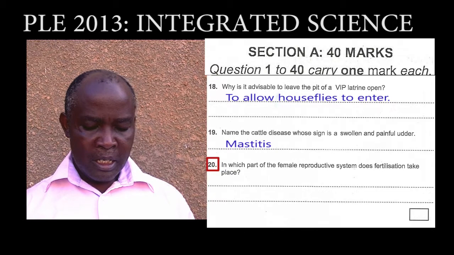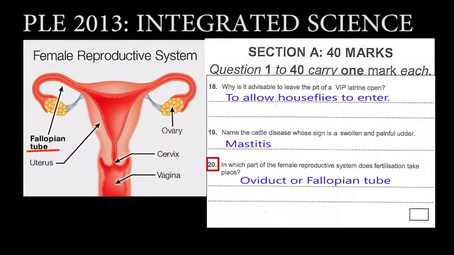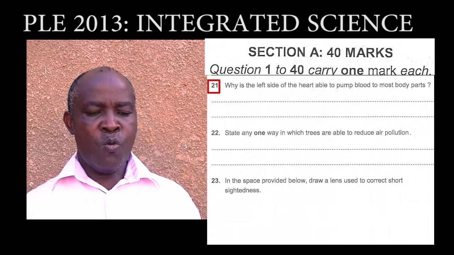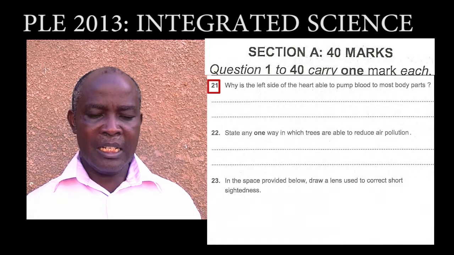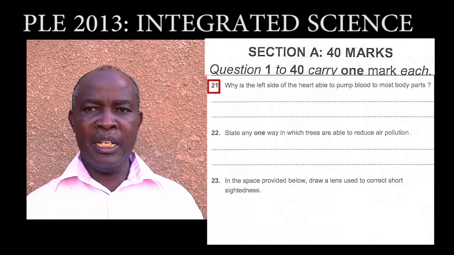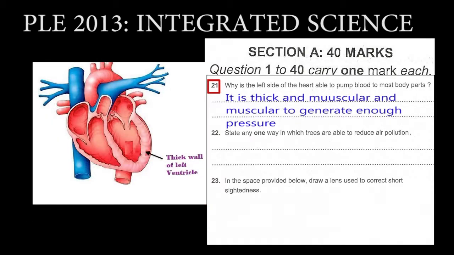Number 20. In which part of the female reproductive system does fertilization take place? Oviduct or fallopian tube. Number 21. Why is the left side of the heart able to pump blood to the most body parts? It is thick and muscular to generate enough pressure.